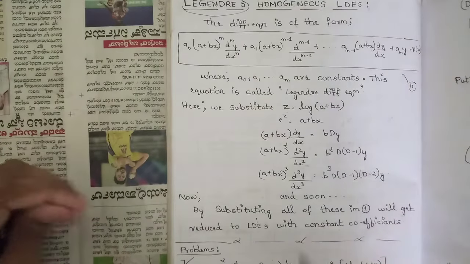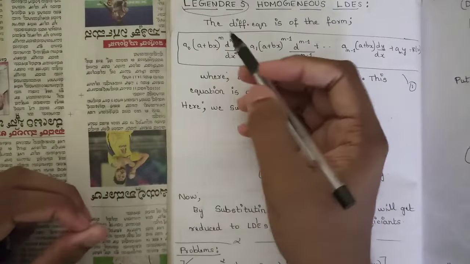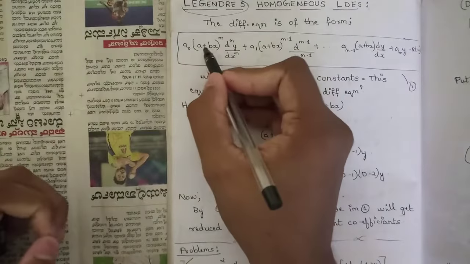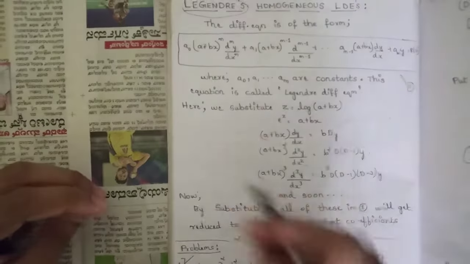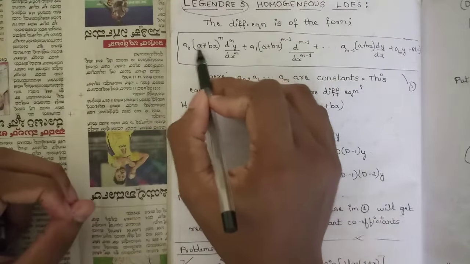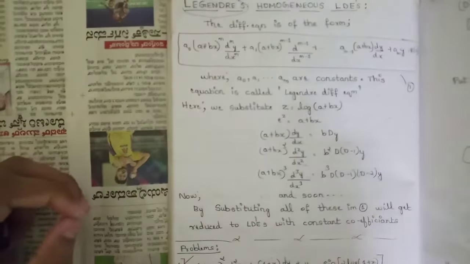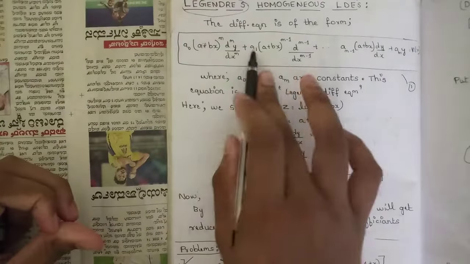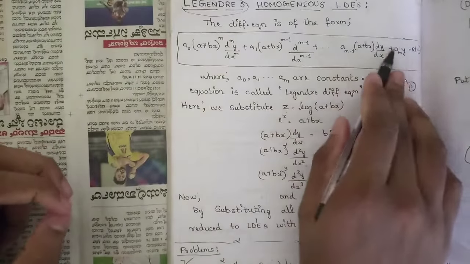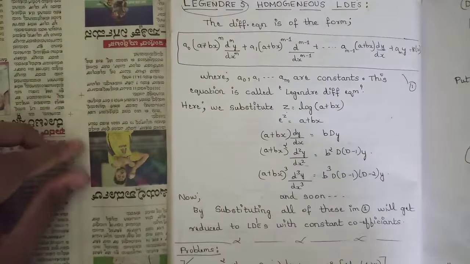In the differential equation, in Cauchy's equation we had x power n, and also x power n minus 1, like that. Here, in place of x we have a plus bx, everywhere a plus bx. The Legendre's equations would be of this form, where a0, a1 up to an are constants. So this equation is called the Legendre's differential equation.